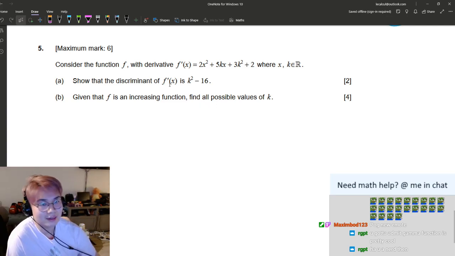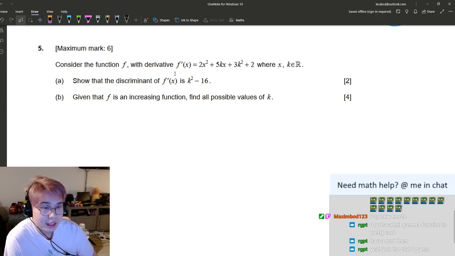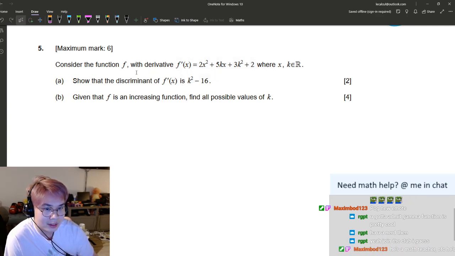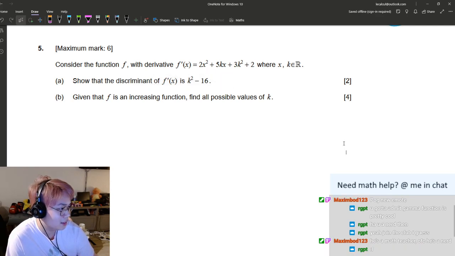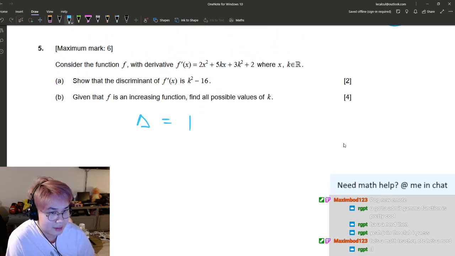Okay, what is this? We have a function. I got a derivative. And then I need to show that the derivative's discriminant is k squared minus 16. Easy peasy. So the discriminant is b squared minus 4ac. So here is your a, here's your b, and then this entire thing is c.